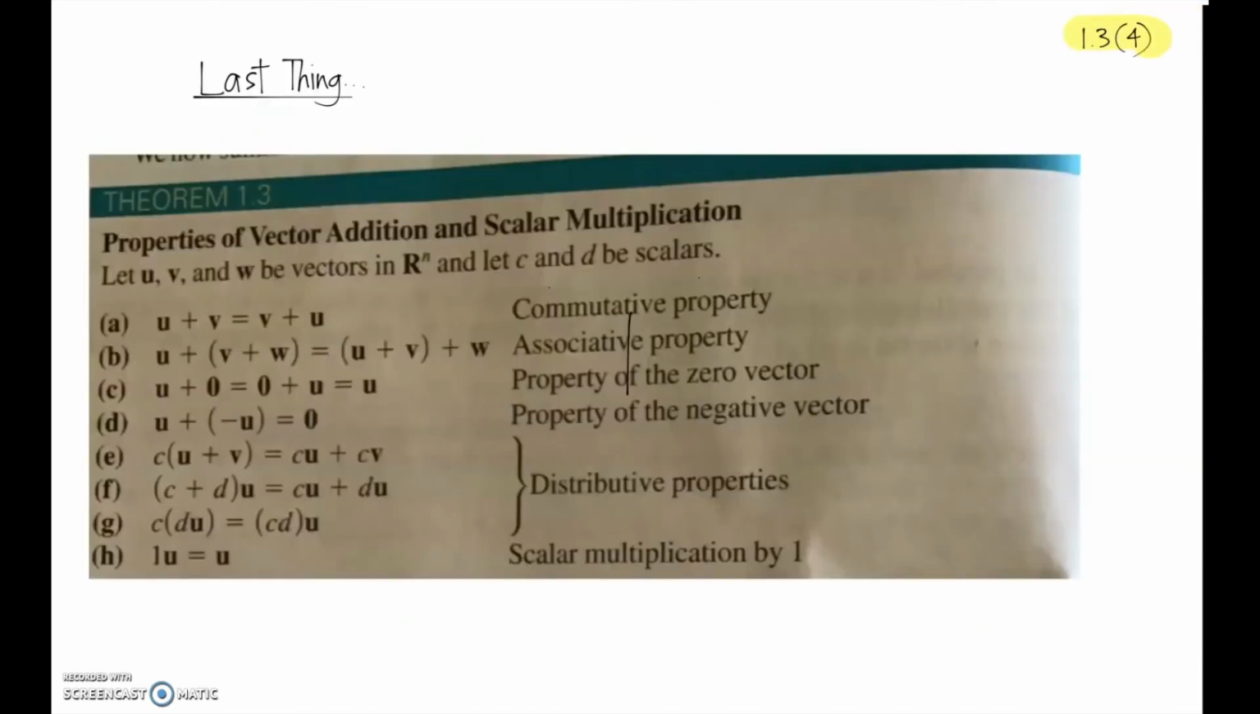Last thing before we leave section 1.3 is we need to talk about the properties of vector addition and scalar multiplication. Commutative property, you can reverse the order of the two vectors. Associative property, you can group them in different ways. Property of the zero vector, adding the zero vector, which like in R2 the zero vector would be 0, 0. In R3 it would be 0, 0, 0. Doesn't change the original vector. Property of the negative vector. Distributive properties still hold when you're doing scalar multiplication, and then scalar multiplication by 1.